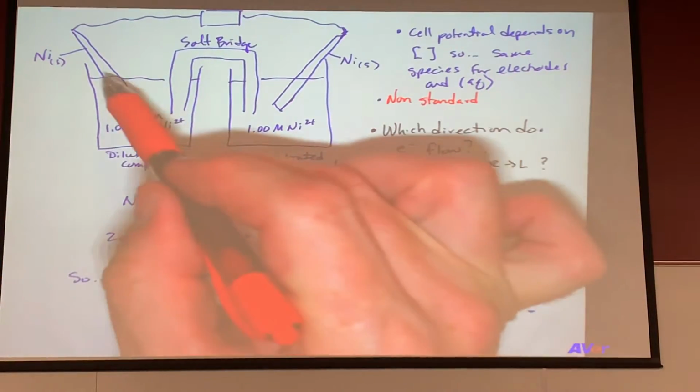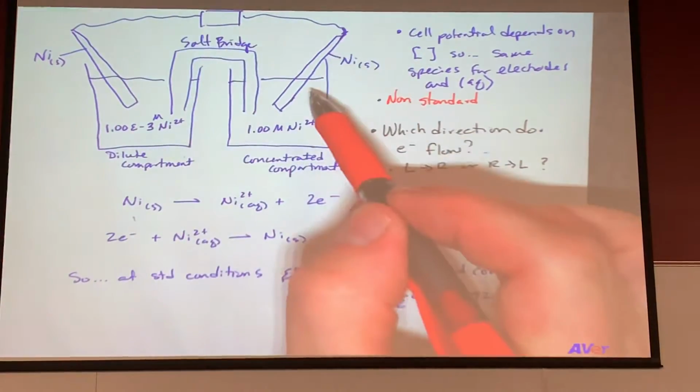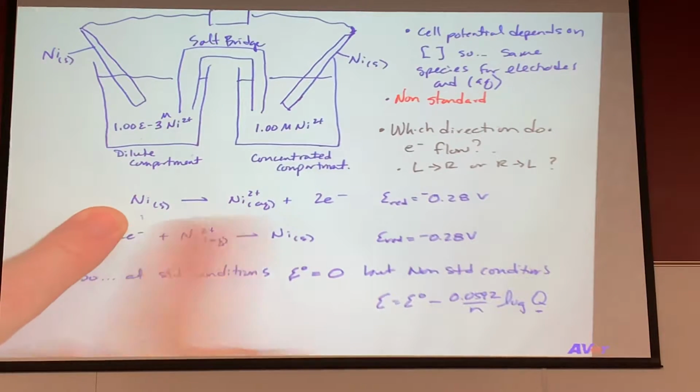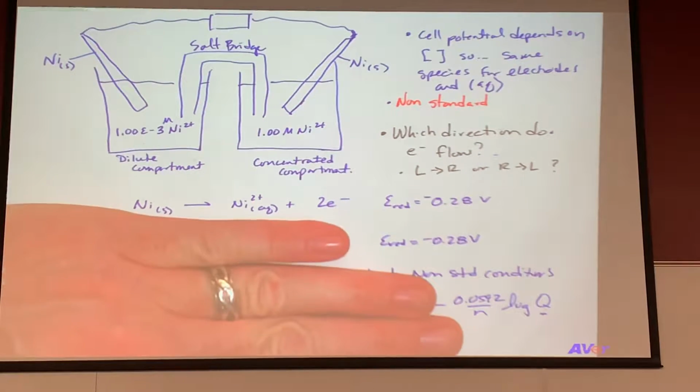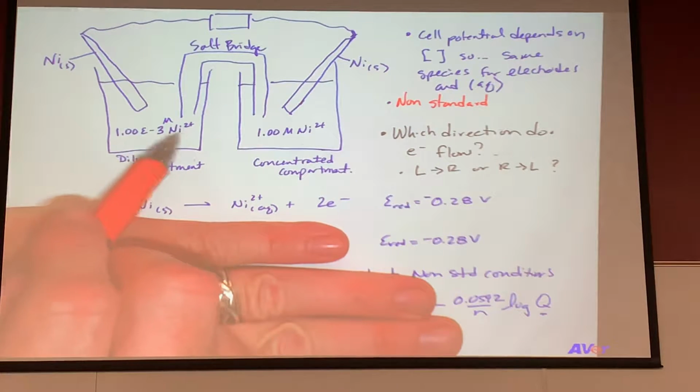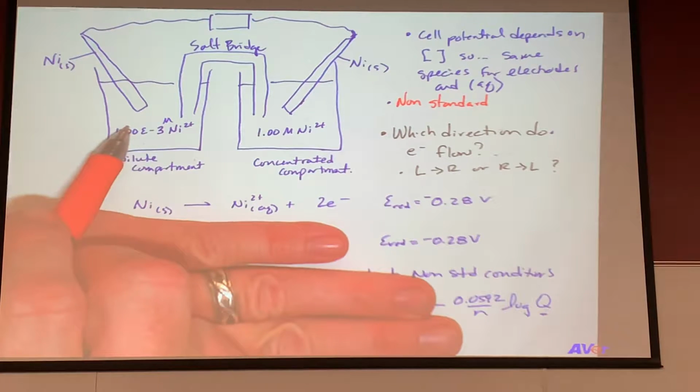If the electrons, though, flow from this side across, first question: what happens to the nickel metal in the electrode when this starts losing electrons? Nickel metal, when it starts losing electrons, what happens to the electrode? Does it gain mass or lose mass? It loses mass. And as it loses mass, what happens to the concentration of nickel ions in this compartment? Does it go up or down?